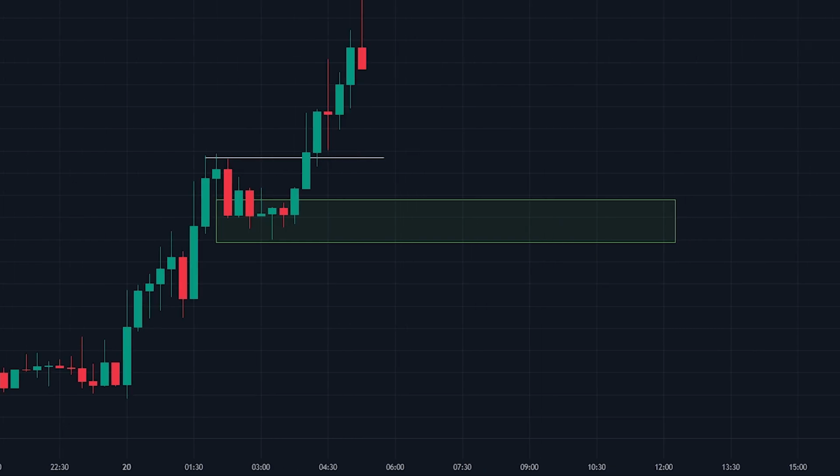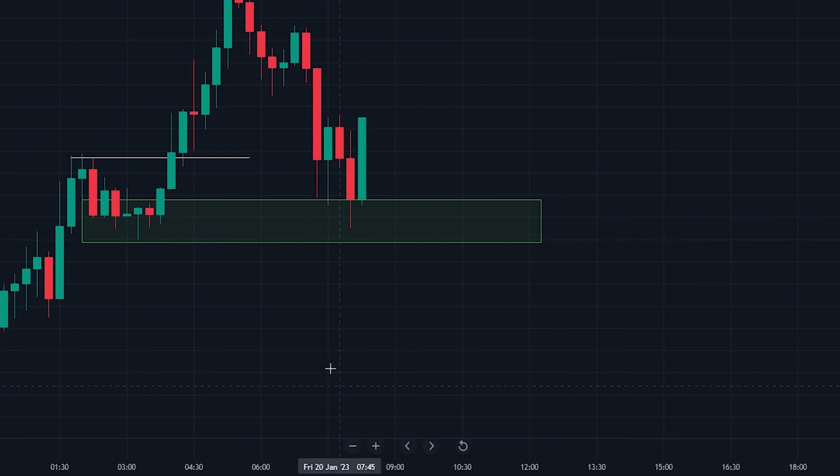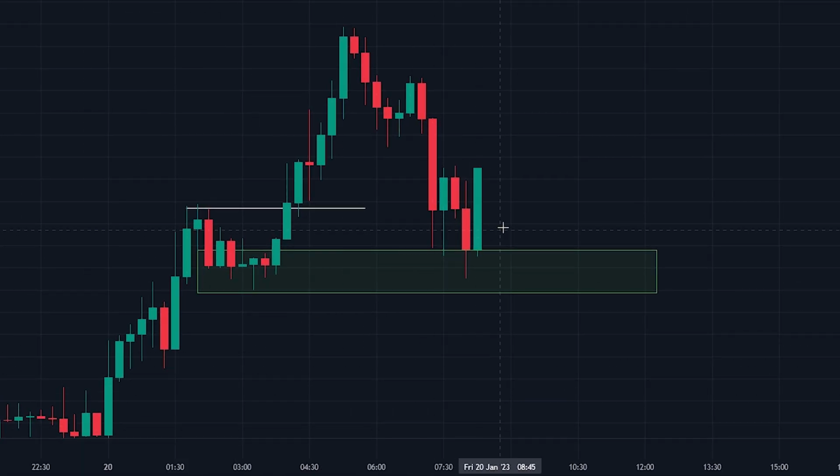Now let's wait for the price to reach the bullish order block. Once the price has reached the order block, we'll need to see that the price rejects off of the zone. As you can see, this occurs here. When these conditions have been met, we'll switch to the 1-minute time frame.